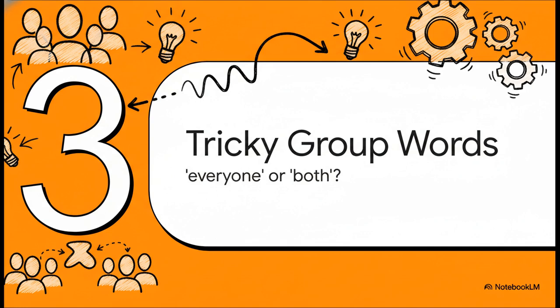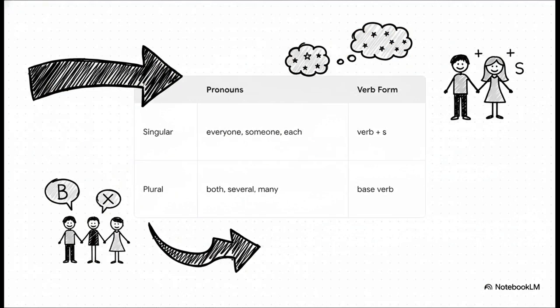All right, so you've got the basic pronouns down. Easy enough, right? But what about those tricky group words? You know, words that refer to a bunch of people, like everyone or both. Let's make this simple too. Okay, let's break this down. That top row, words like everyone, someone, and each, here's the secret. We pretend they're singular. We treat them just like he or she, so the verb gets that S. Now the bottom row is more obvious. Words like both, several, and many are clearly plural, so they use the plain base verb.